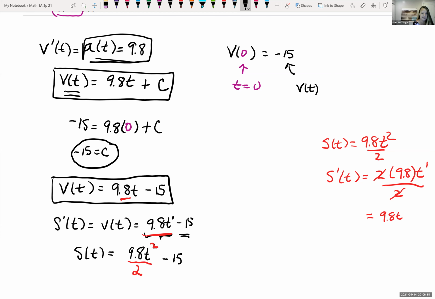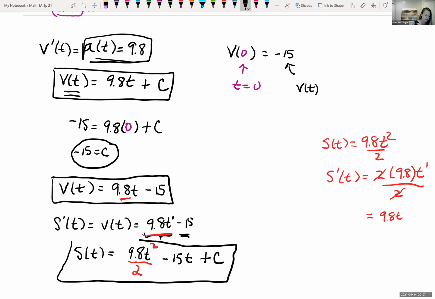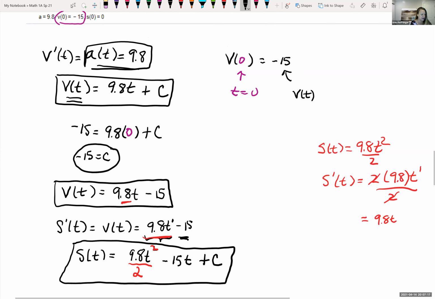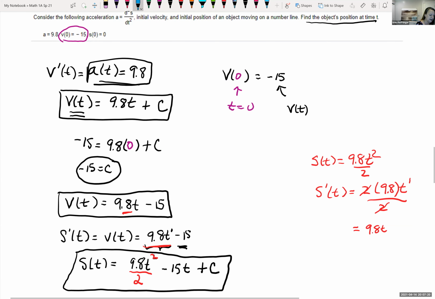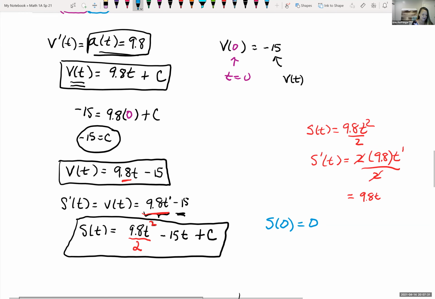Well, we know we need negative 15 here, but the derivative of t is 1. And so negative 15t, if I take the derivative, would get me back what I have here. Again, we could add any constant to this and get back that same derivative. So we need to use information that they gave us to figure out what c is. And in the problem, they said that our position at time 0 is equal to 0. So s of 0 equals 0. And so let's plug that in and figure out what c is.